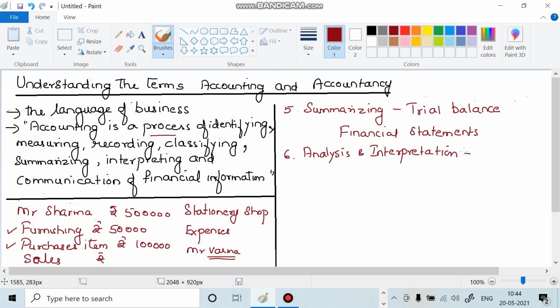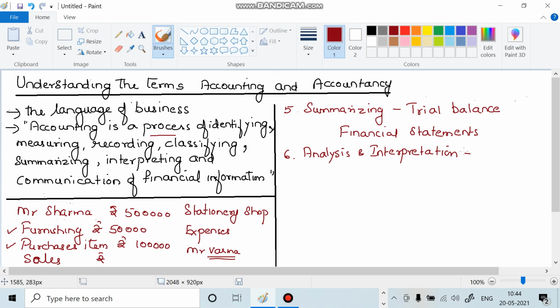Now this is a stage where we are making the information which is available in the form of financial statements more meaningful. It will help in the decision making process. Basically, why do we need this information related to the business? Mr. Sharma needs it so that he can take several decisions related to the business.